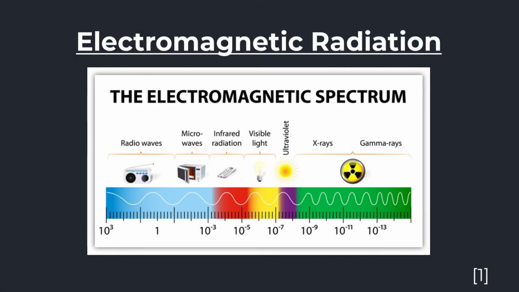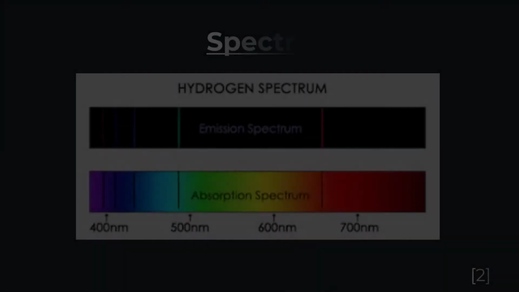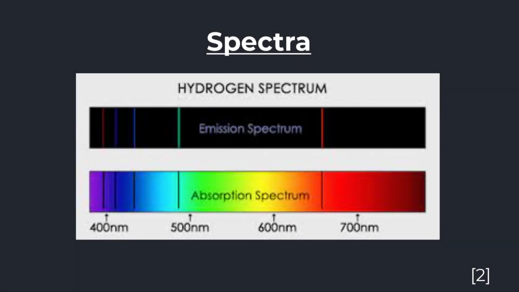To begin, we need to talk about electromagnetic radiation. Electromagnetic radiation is another word for light radiation. For humans, we are able to see using visible light, but we also use radio waves to communicate and microwaves to heat up our food. Visible light is also important for us because we can use it to identify different elements.